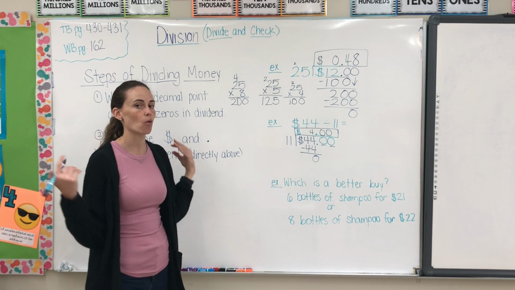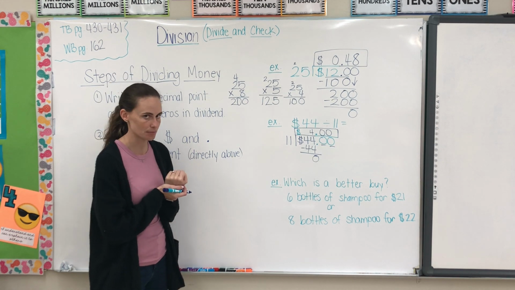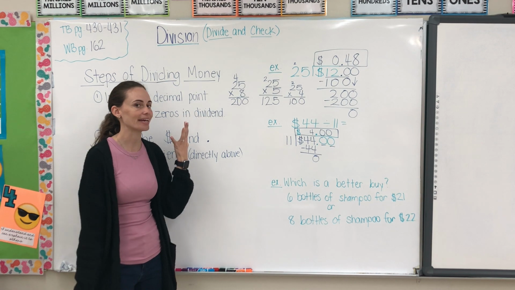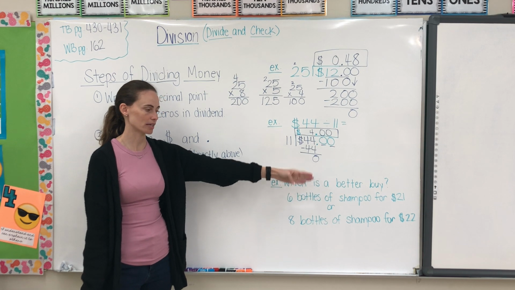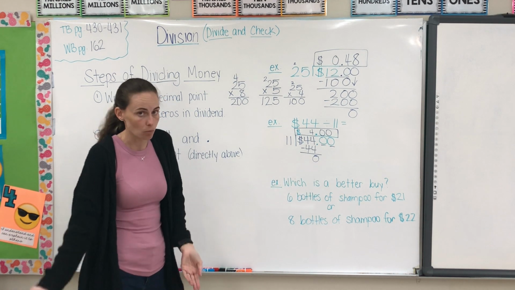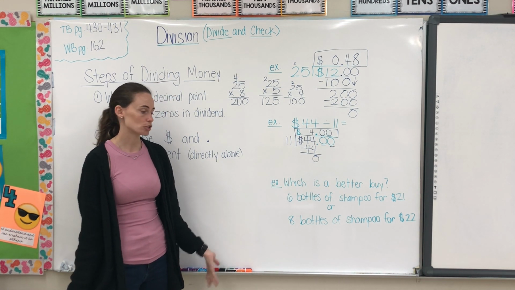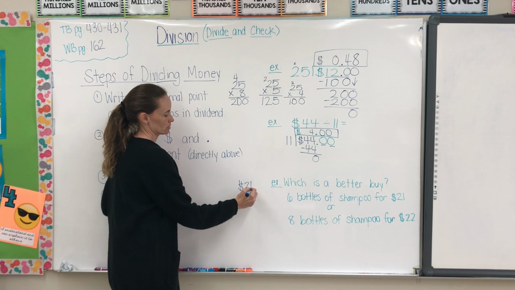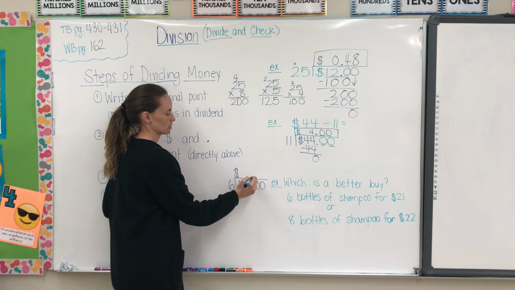So you're trying to figure out which one is a better buy. Which one's giving you more product for less money? The product here being the shampoo, right? So more bottles of shampoo paying less money per bottle, right? Because obviously between 21 and 22, $22 is more money, but you're also getting more bottles of shampoo. So how would you do it is you would divide. So you would divide the $21 divided by 6. Remember, add the decimal point, the 2 zeros, write the dollar sign, and the decimal point.